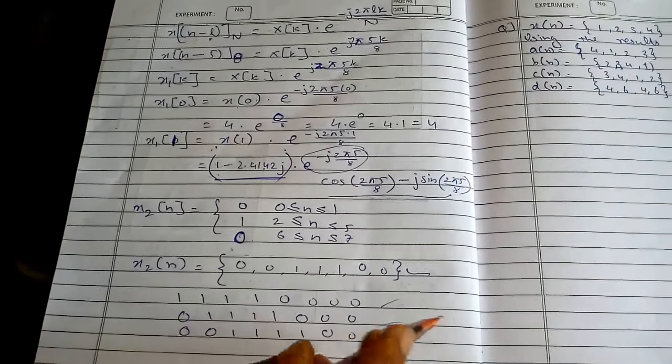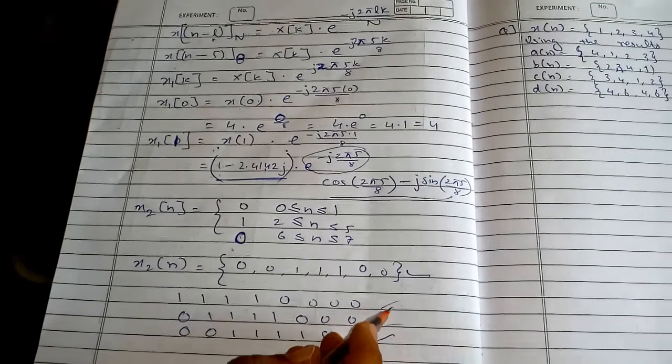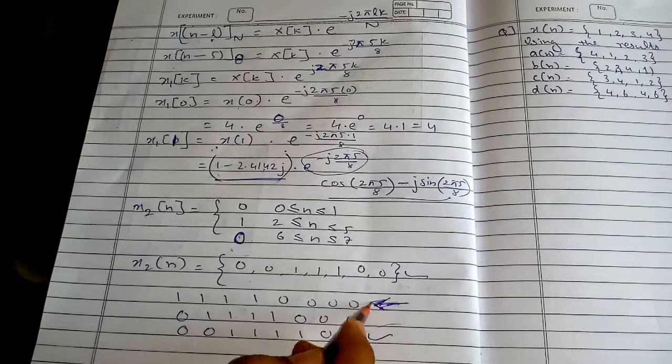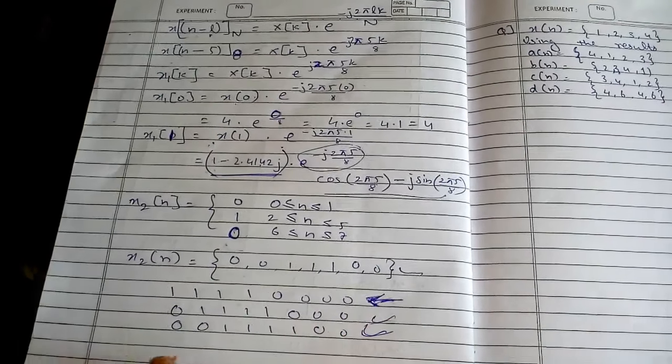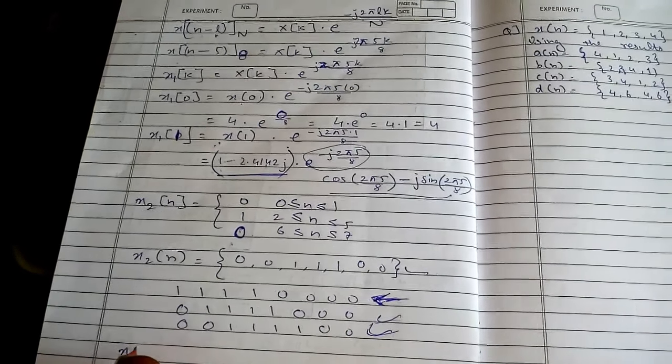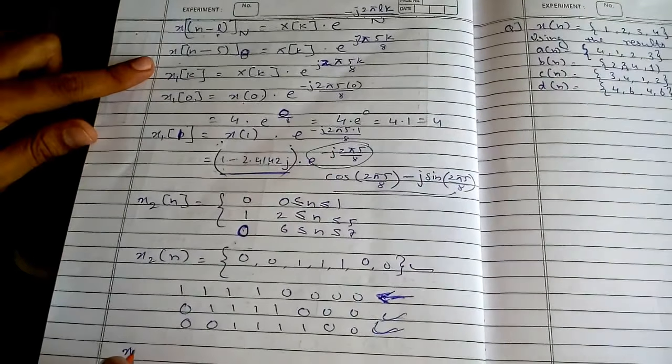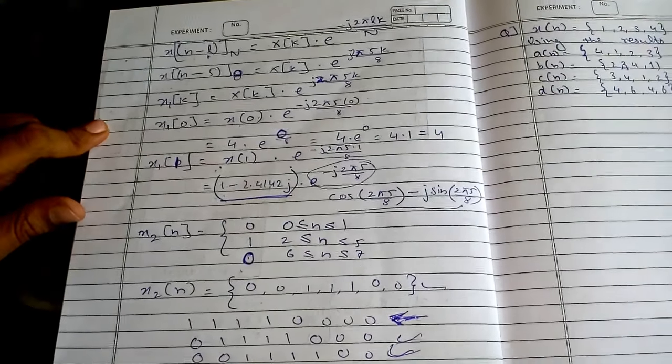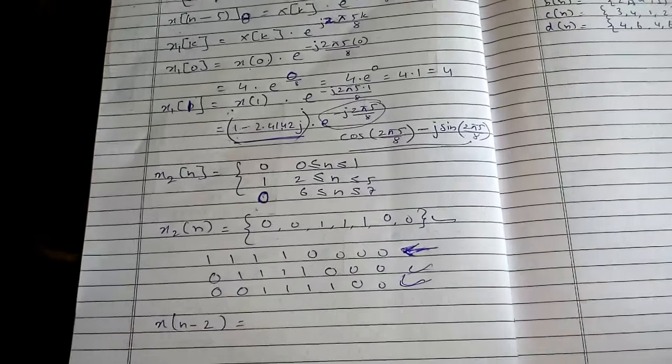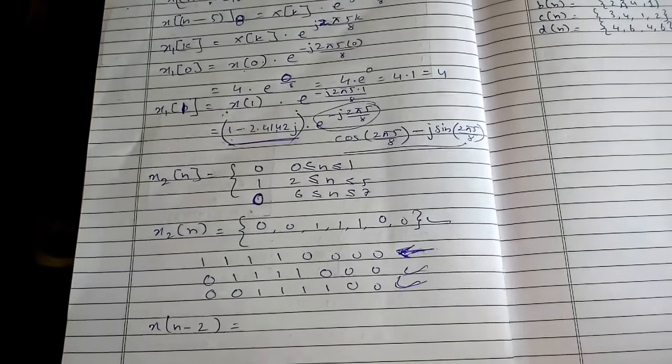How many times did we move? 1, 2. Okay, we moved it just 2 times after x of n. So instead of x of n minus 5, as we saw previously, I will have x of n minus 2, and everything changes accordingly, and you will get your final answer.